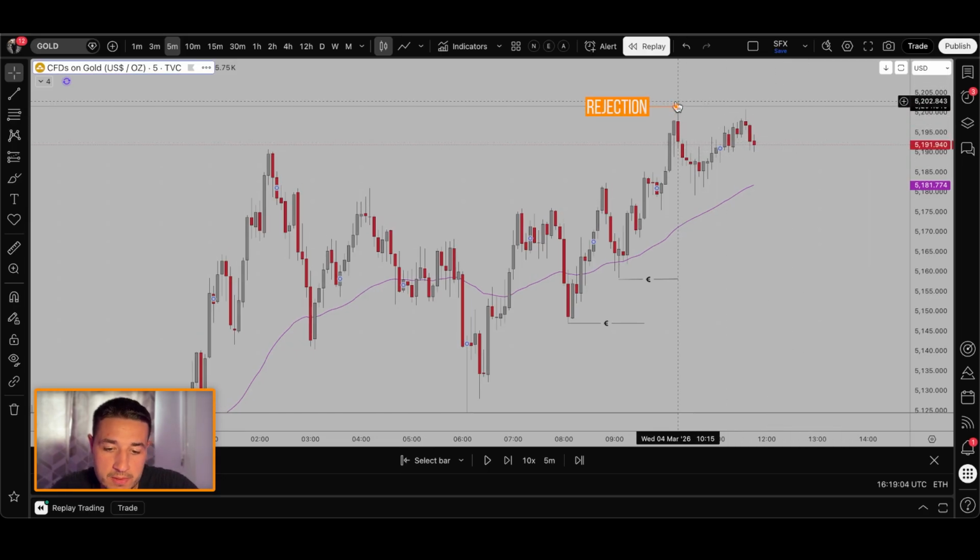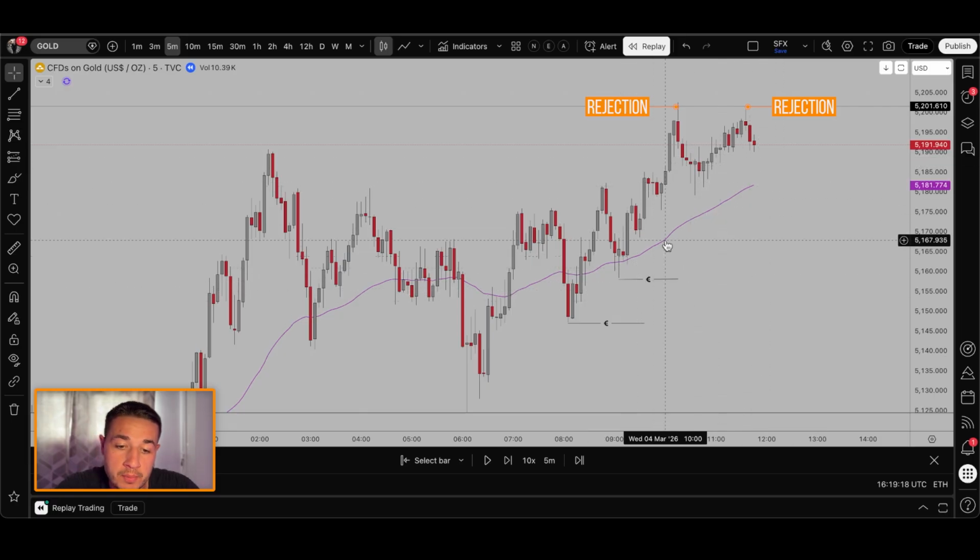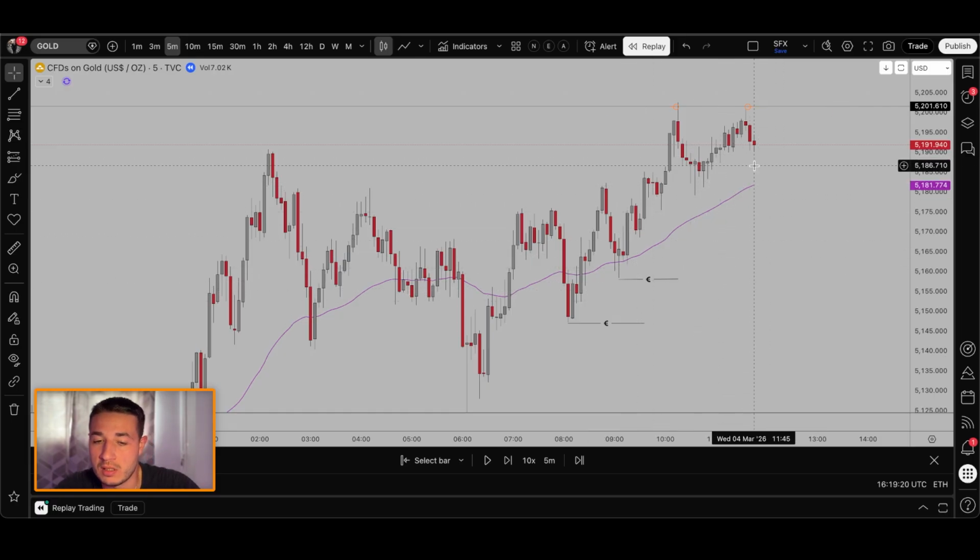If you can see, the first rejection happened at 10:15 a.m. UK time. The second one happened at 11:35, more or less an hour and something apart. In the process, it kind of built liquidity to the upside. Now we have to put this in perspective that we did reject the 15-minute order block or supply area, however you want to call it.